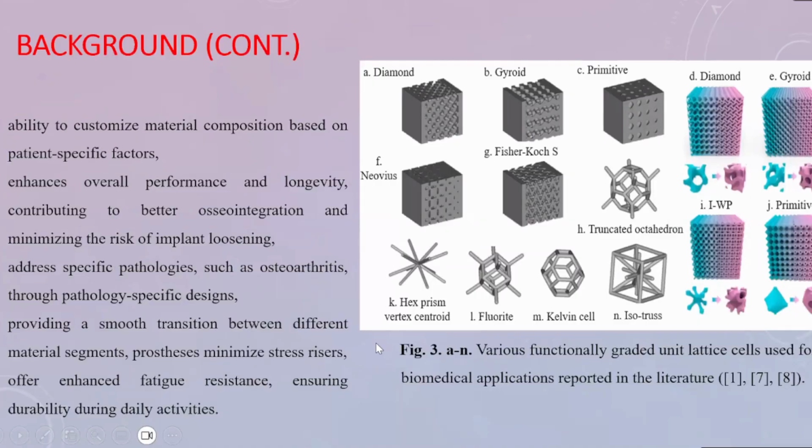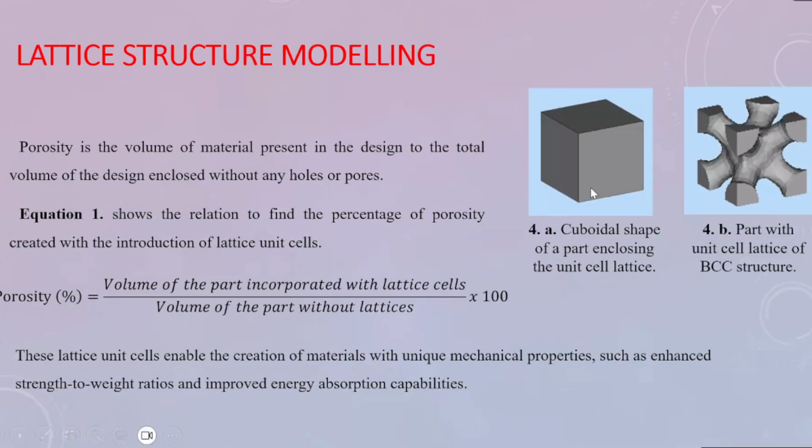So here we can have functionally graded lattice structures using diamond, gyroid, and primitive, which are commercially available in software tools. That's how we came to a conclusion to use this kind of structure. We tried functionally graded lattices using the standard unit cells available in commercial software. So here is the lattice structure modeling.